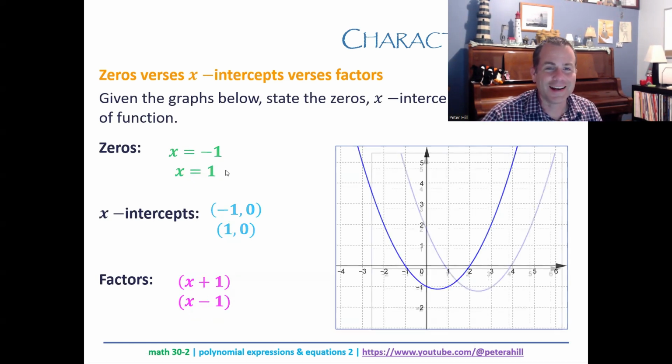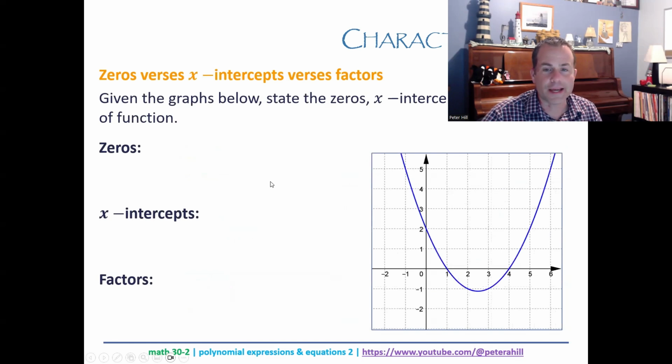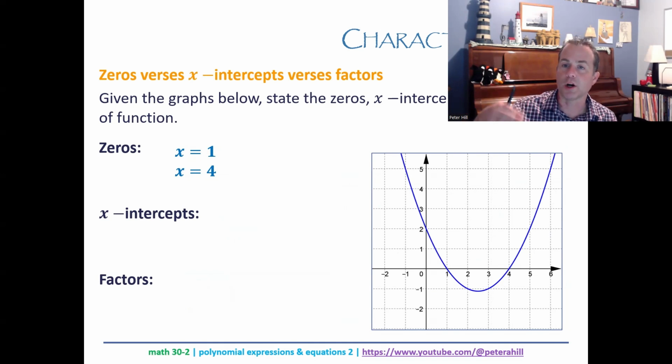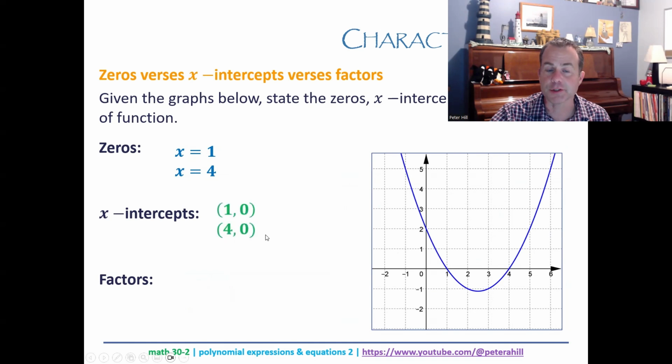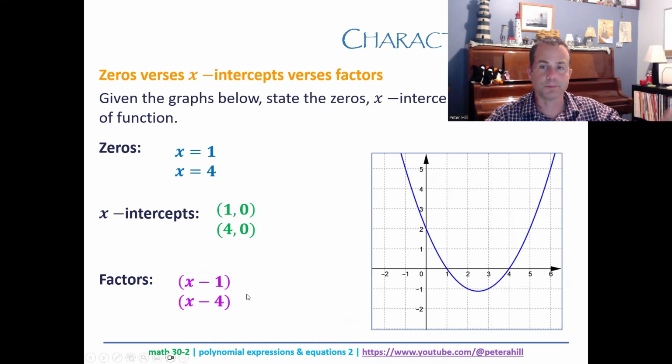Okay. Let's try this one. Okay, so I'm hitting at 1 and 4. So my zeros are x equals 1 and x equals 4. My x-intercepts then will be bracket 1 comma 0 and bracket 4 comma 0. And then my factors, remember, I need to think, okay, if x equals 1, what would that have been as a factor? That would have been x minus 1 equals 0. So x minus 1 is a factor, and x minus 4 would be a factor. Okay, x minus 1 and x minus 4.